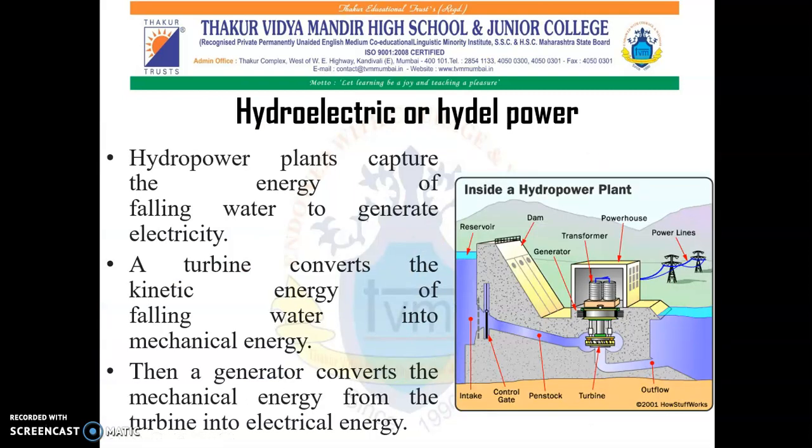Hydroelectric or tidal power. Hydropower plants capture the energy of the falling water to generate electricity. This we have already seen in the previous slides. A turbine converts the kinetic energy of the falling water into mechanical energy. Then the generator converts the mechanical energy from the turbine into electrical energy. The place where electricity is generated in this way is called a hydroelectric or tidal power plant.